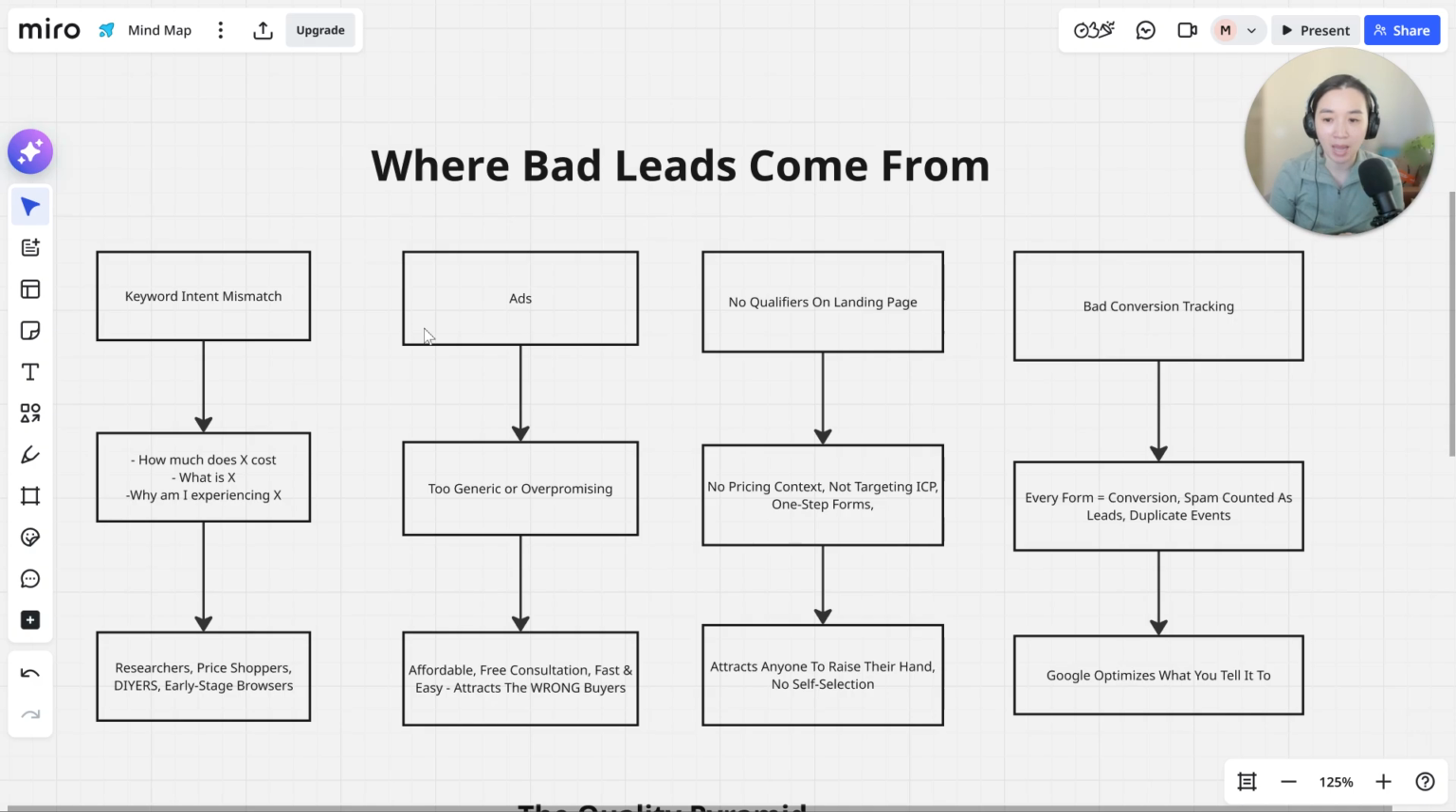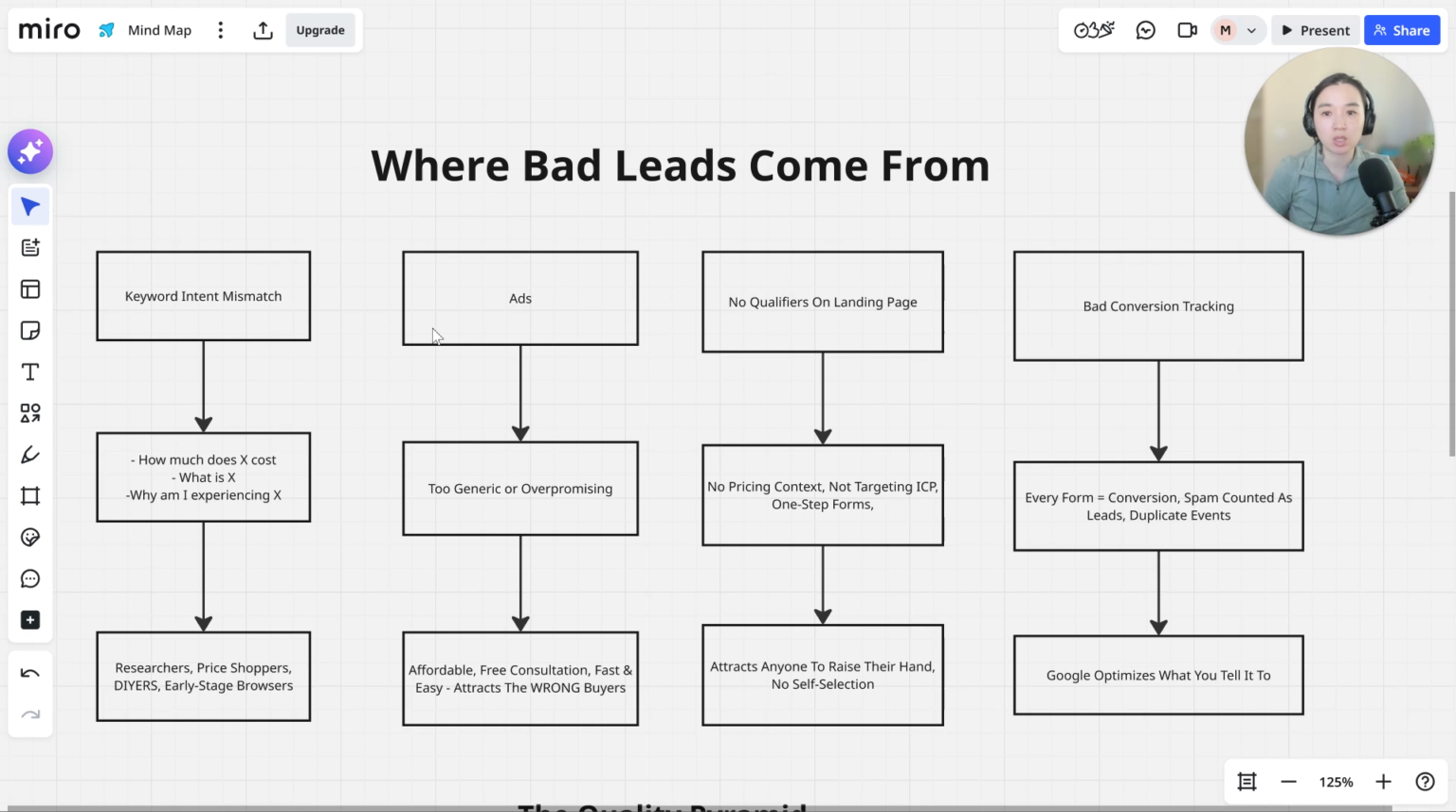So look at your match types and the type of keywords that you are bidding on and see if you're matching to keywords around pricing. What is the specific thing that they're looking for? Why are they experiencing the specific issue or problem? The problem with these broader queries, top of funnel queries as I like to call them, is they attract researchers, price shoppers, DIYers, and early stage browsers, and they're not looking to attract people at the bottom of the funnel that are ready to buy. So that is the first thing that I would have you diagnose.